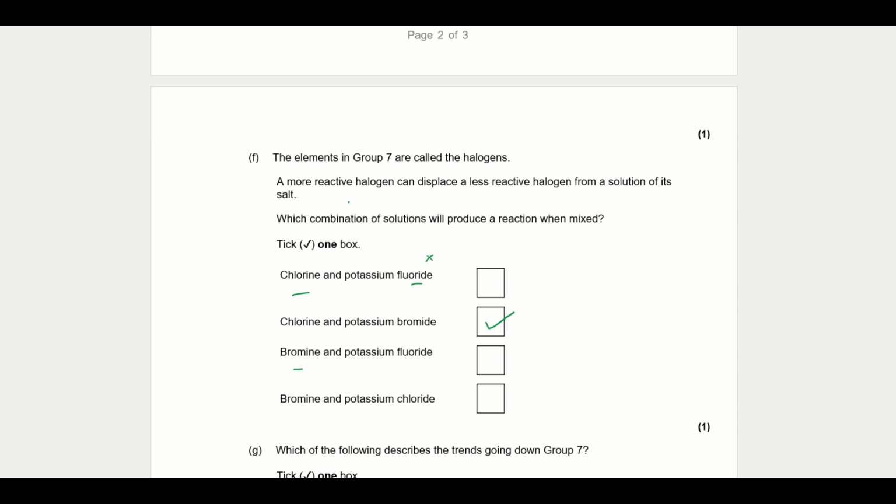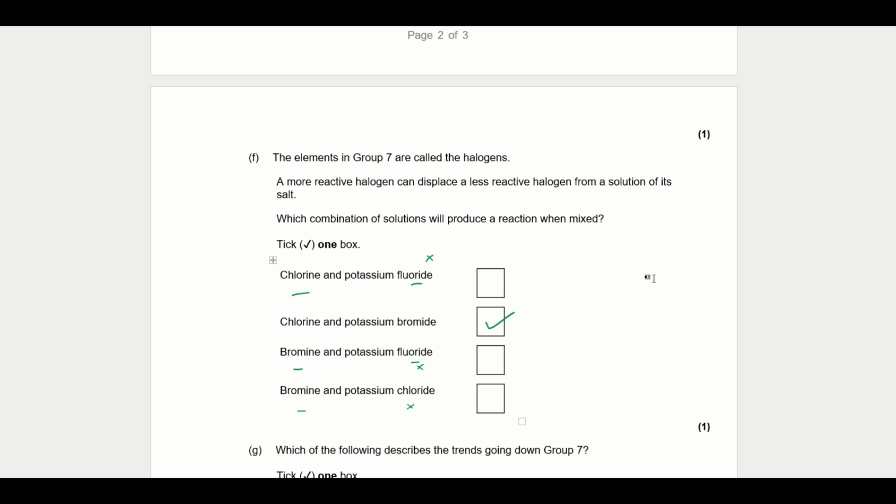Is bromine going to displace fluoride? No, it's not. Is bromine going to displace chloride? No, it's not. And the reason being, the most reactive element in group 7 is fluorine, because it's at the top of the group. And then as we go down, it's chlorine, bromine, iodine.